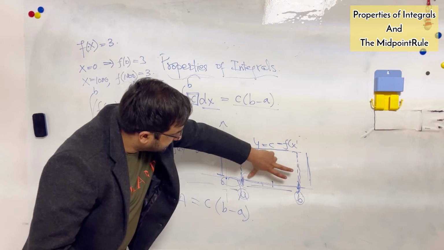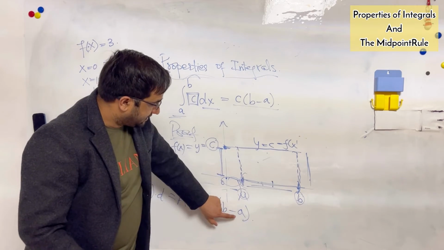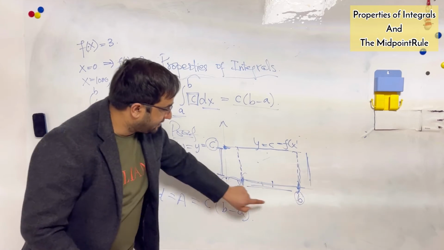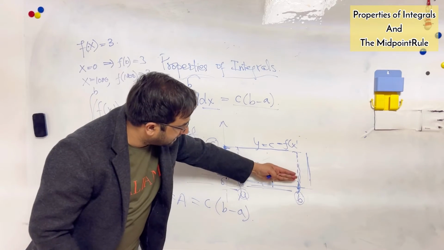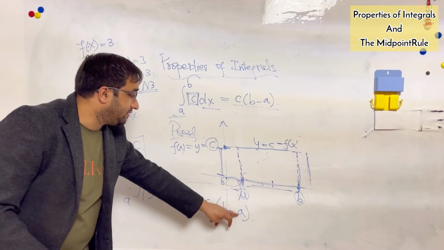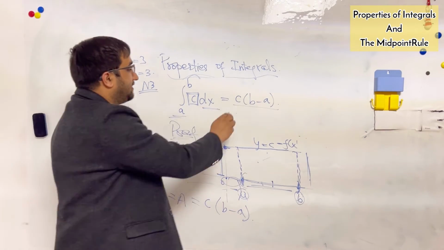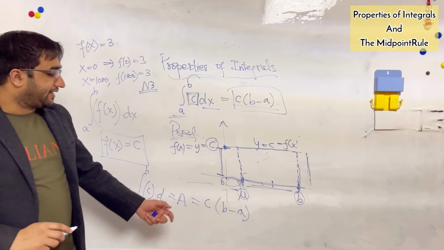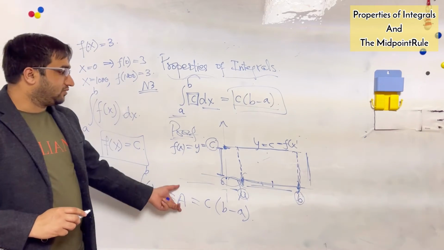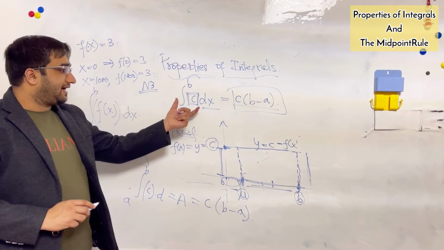B minus a means only this slot. This number minus this whole thing, you will only get this slot. So C into B minus a, that is what here. So you don't need to calculate if you have a constant function.